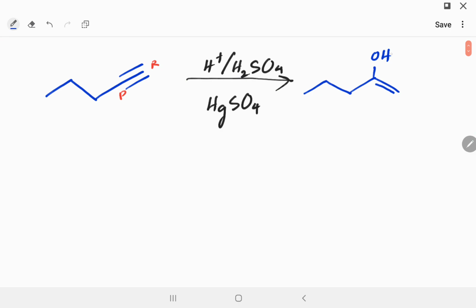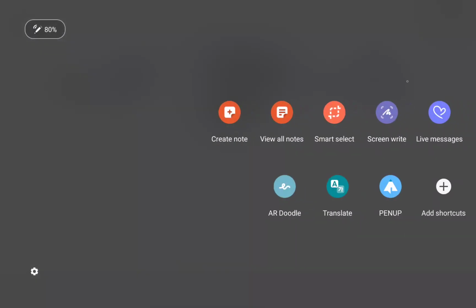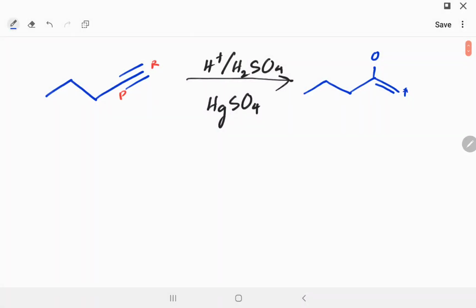The hydrogen on the OH group will go to this carbon right here, the double bond will break, and the OH will convert to a carbonyl group. So you are getting a methyl ketone as a product. This is your end product, a methyl ketone. What you had was a terminal alkyne.